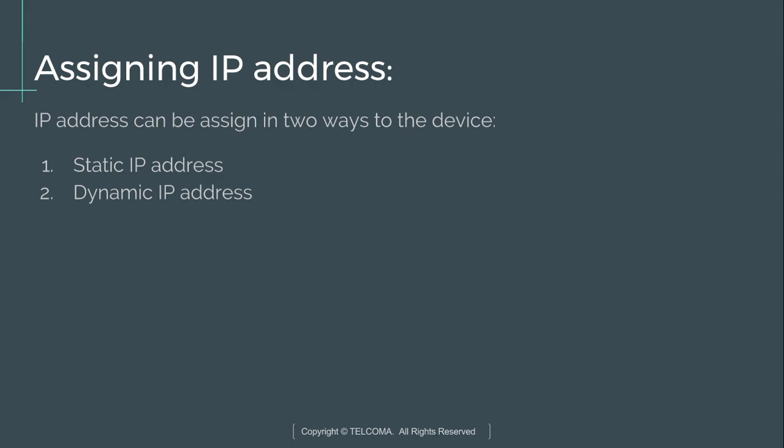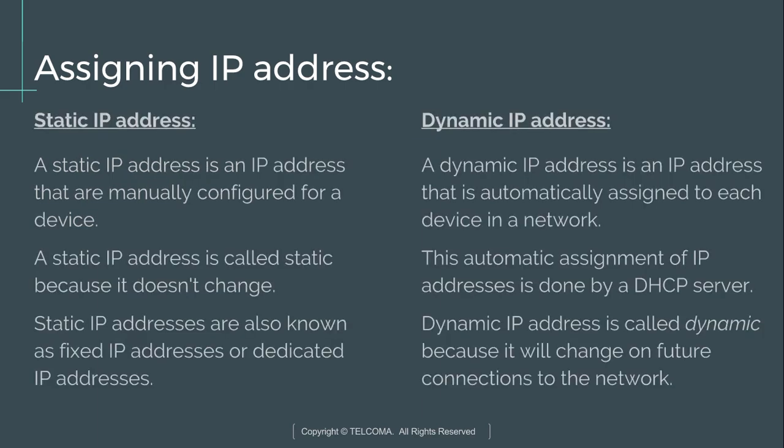The next is how we assign the IP address to the device in the network. It can be assigned in two ways. First is static IP address and next is dynamic IP address. So let's discuss static IP addresses and dynamic IP addresses. A static IP address is an IP address that is manually configured for a device. That is, a person enters the value of the IP address to the device. Whereas a dynamic IP address is an IP address that is automatically assigned to each device in a network, and the assignment of IP addresses is done by a DHCP server. A client requests the DHCP for the IP address, then DHCP gives the IP address to the particular device.